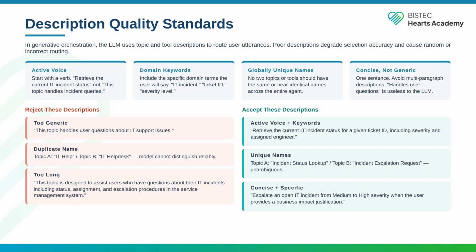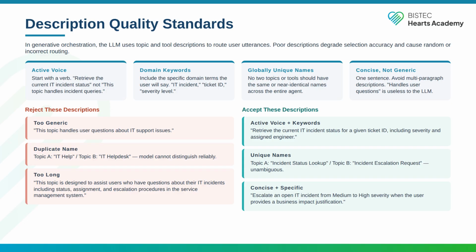Work through the examples. The reject column shows what is common in inherited agents and what you will find in your own estate if you audit it today. The accept column shows what gives the model real signal. Escalate an open IT incident from medium to high severity when the user provides a business impact justification. Active verb, domain terms, specific condition, one sentence.